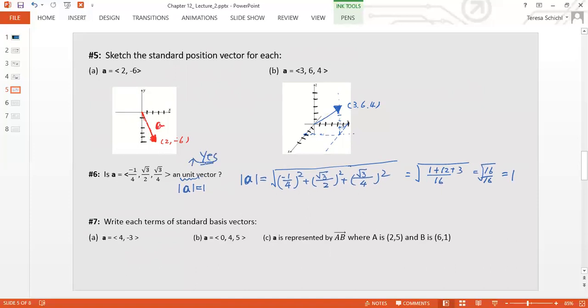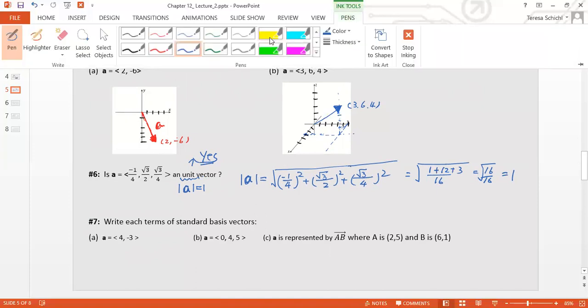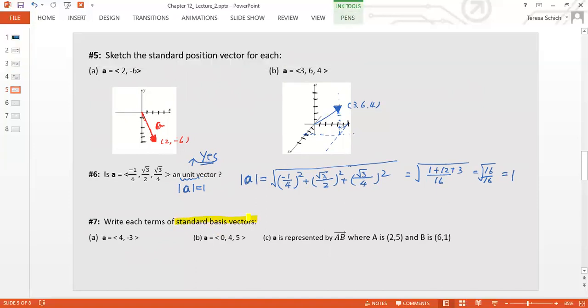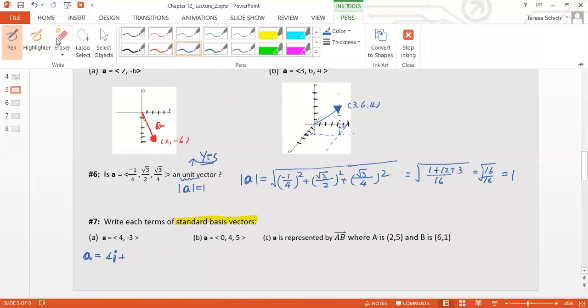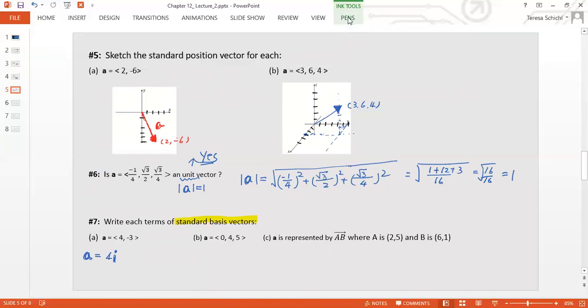All right, the next one says to write each term. Basically all these problems just test your terminology, to see if you remember these new definitions. Here they say write each vector in terms of the standard basis vectors. I can rewrite A because the 4 is the x coordinate, so it's 4i. And then -3 is y, so what I do here is say minus what?